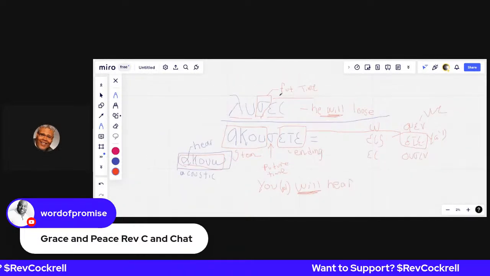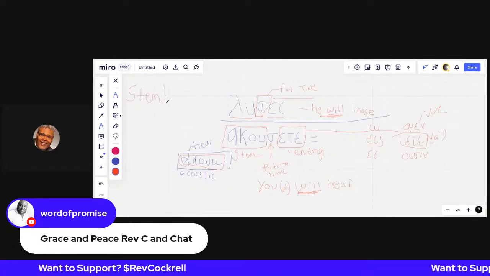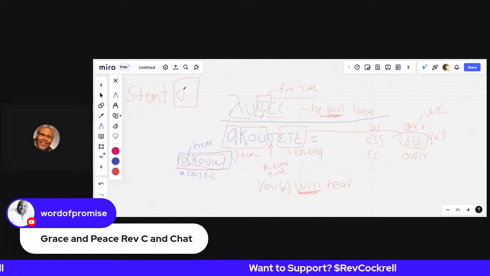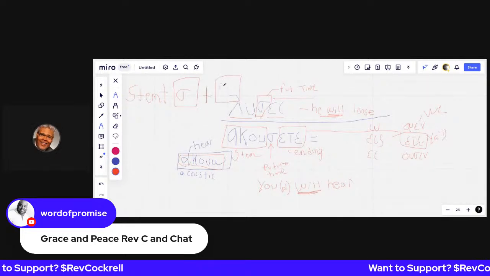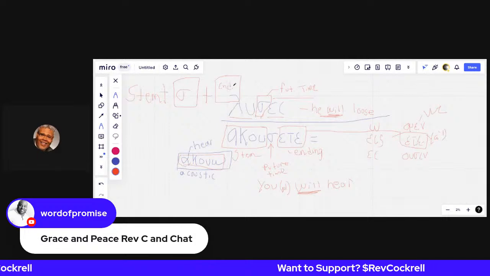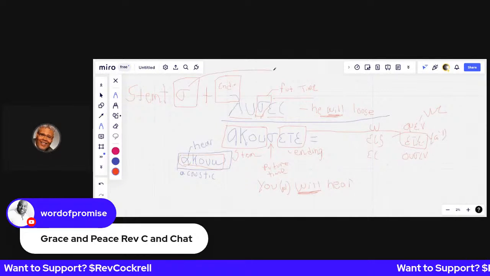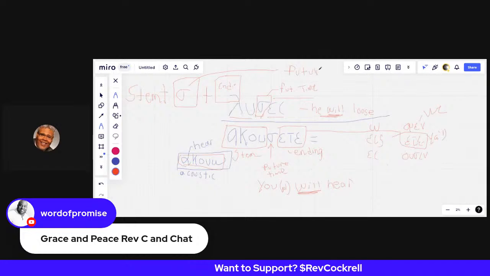You will hear. So whenever you see your stem plus a sigma, and then you got your person and number endings, whenever you see a sigma next to your stem, bells should go off and say, oh, that is a future tense verb.